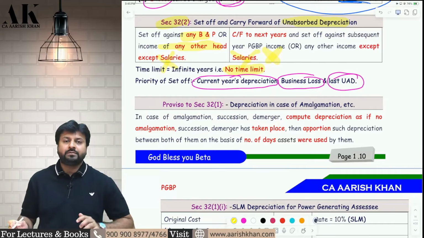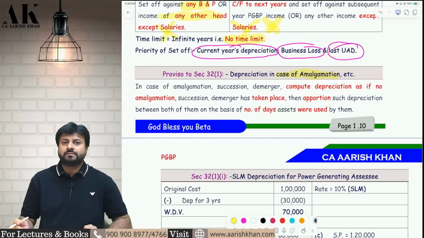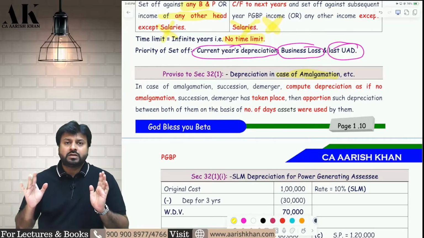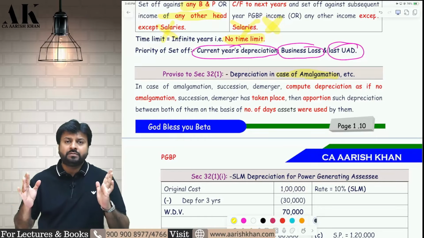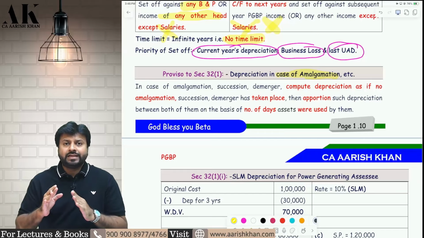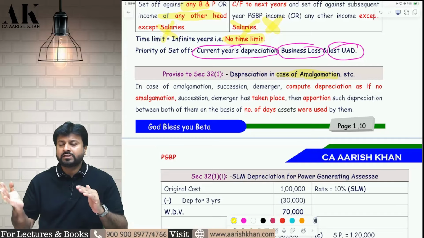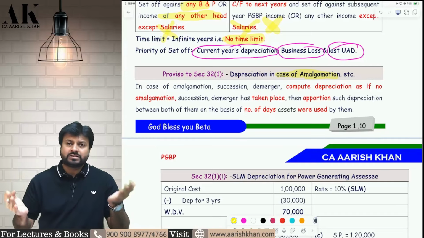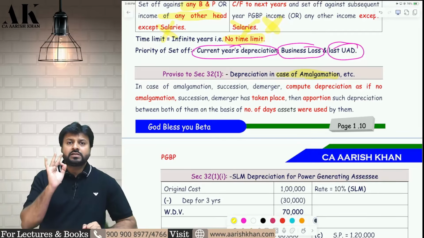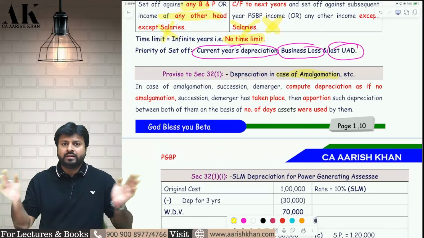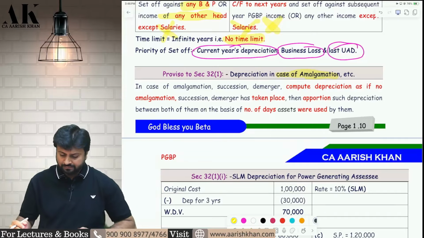Now, next concept. Proviso to section 32(1): depreciation in case of amalgamation. Sir, how to claim depreciation in case of amalgamation? Very simple. In case of amalgamation, compute depreciation as if no amalgamation has taken place. Just assume no amalgamation has taken place and compute depreciation. And after that, segregate the depreciation between the amalgamating company and the amalgamated company, or demerged company or resulting company, or predecessor or successor, on the basis of number of days the assets are used by them. So while computing, just assume nothing has happened and then segregate between both of them on the basis of number of days who has used the asset for how many days. Okay. I hope it is clear to all of you.